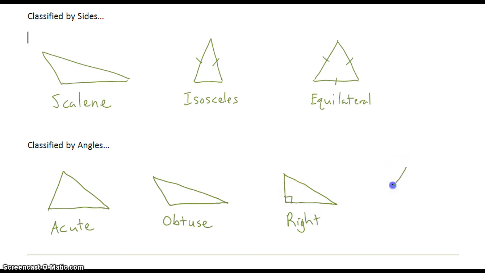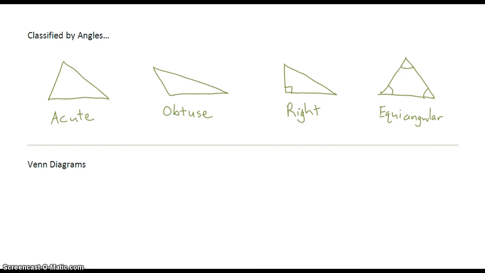And finally, we can have a triangle where all three angles are the same. If all three angles are the same, that triangle is equiangular, equal angles. Let's move on to Venn diagrams.